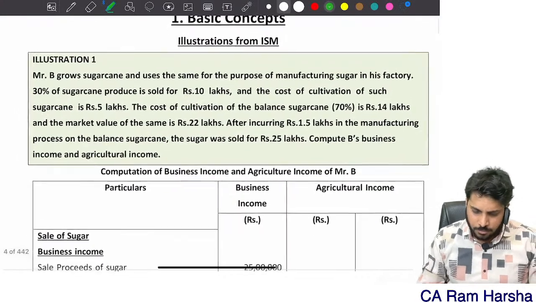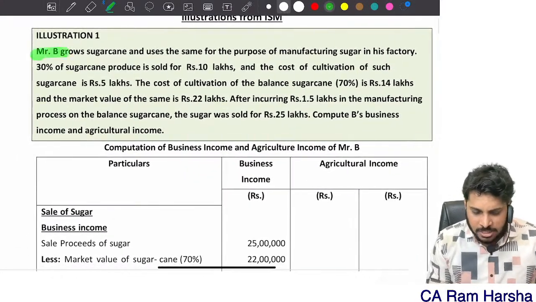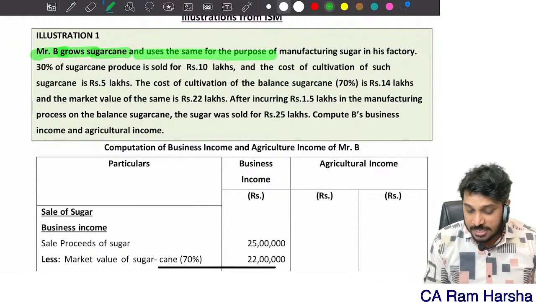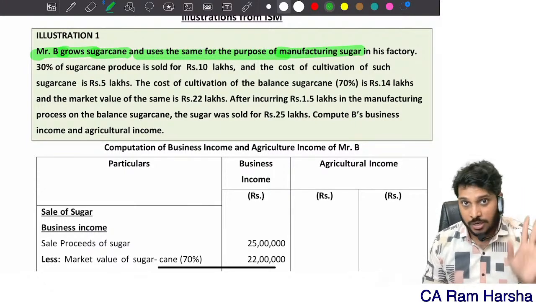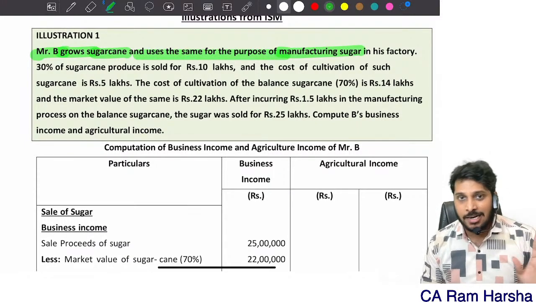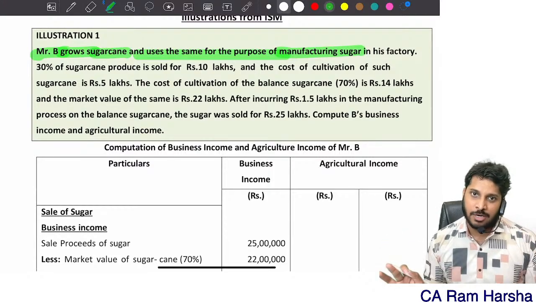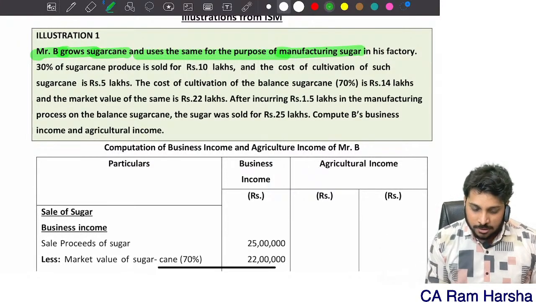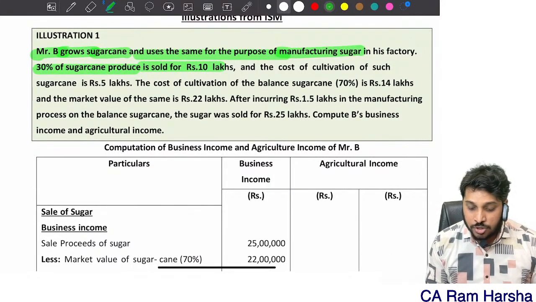So, what is this? You see, Mr. B is growing sugarcane and uses the same for manufacturing sugar. Growing sugarcane and selling it directly, happy, no problem. Agriculture income is exempted, but you are manufacturing sugar. 30% of the sugarcane produce is sold for 10 lakhs.